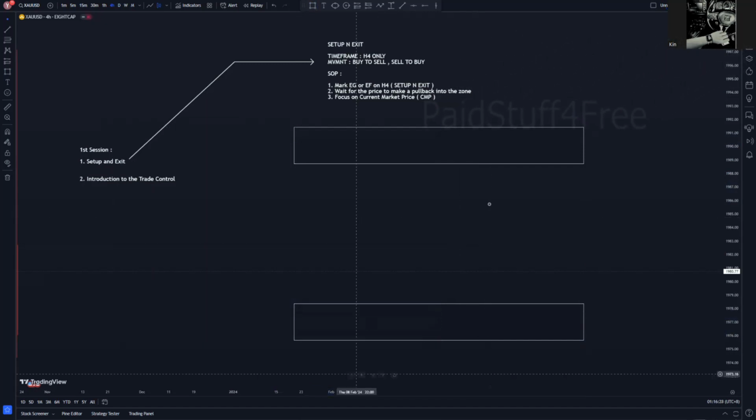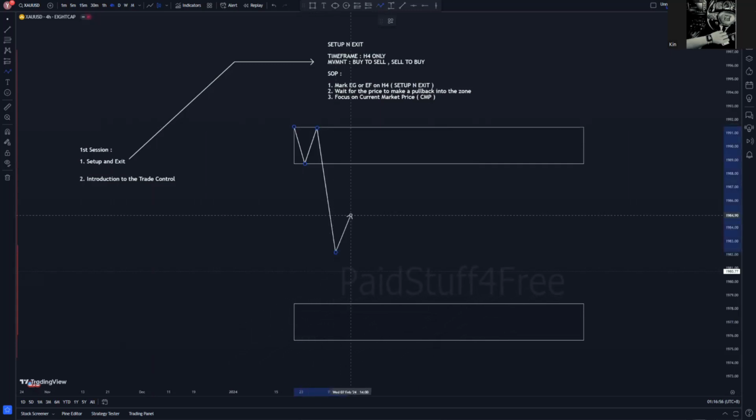So like I said just now, every EG or EF on H4 is going to be either our setup or our exit, because right now we are just talking about the H4. For example, you have an engulfing sell on H4 and you mark it, and then we're done with the first SOP. After that, we need to wait for the price to make a pullback into the zone.